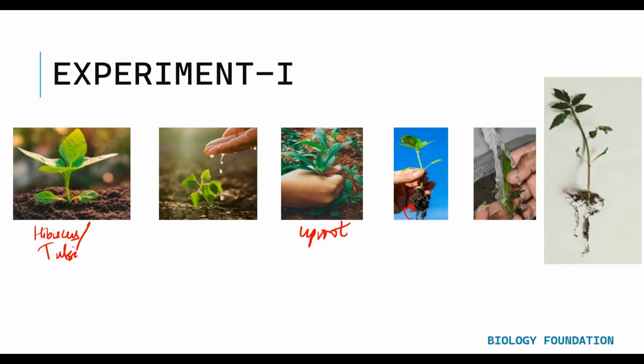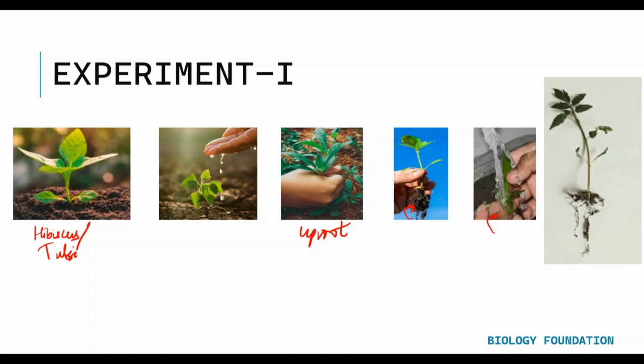Now what do you do after uprooting? Remove the plant and wash it under water. Once you wash, you see the plant something like this. Okay, so what have we done in this experiment? You have chosen a plant in a garden, and you want to uproot that plant.